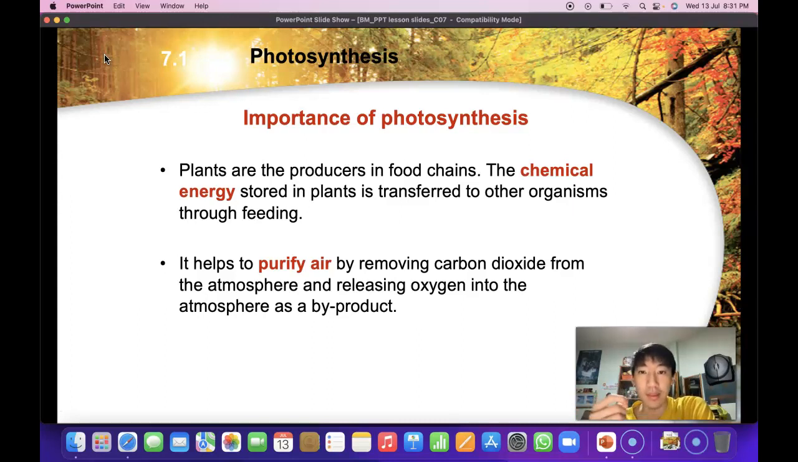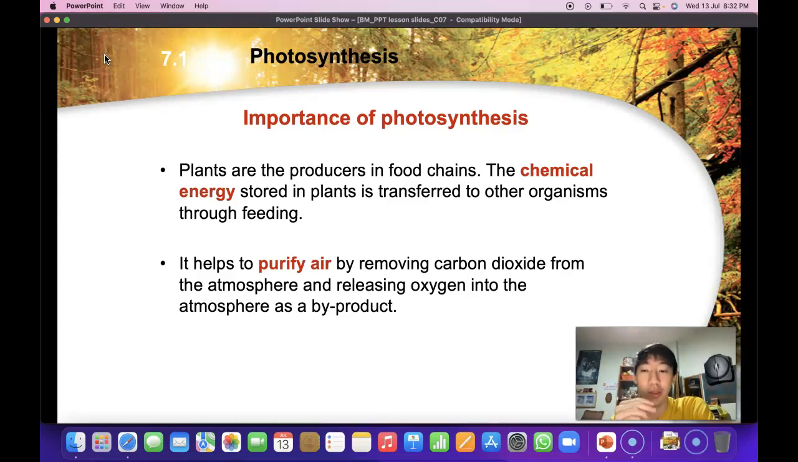It's because plants are the producers in a food chain. So the chemical energy, the glucose that can be converted into other things like proteins or fats or sucrose or starch, this is known as chemical energy. All this chemical energy can be transferred to other organisms through feeding, through ingestion. So when we humans eat a plant, a potato for example, we are basically stealing the chemical energy that was stored inside that potato, and we are adding it to our own body, and that's how we survive. We use that chemical energy to do our own respiration in our body. Okay, so that's the first importance of photosynthesis.